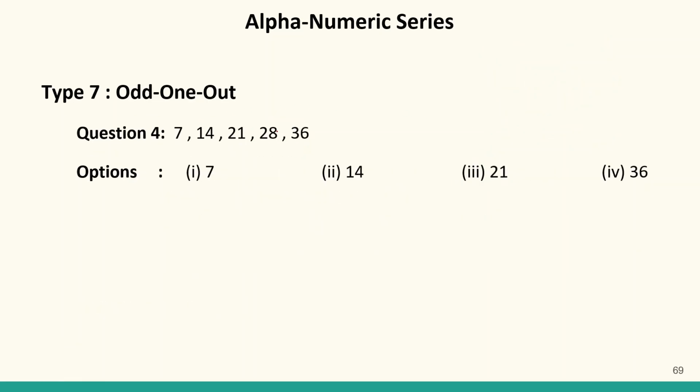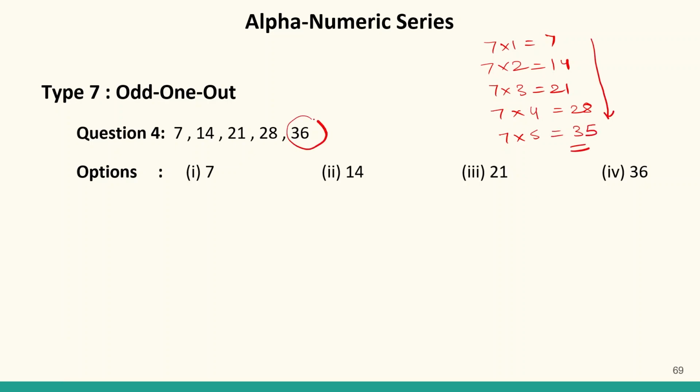Now let us look at this. Again, it looks like a table, a very familiar table. 7 ones are 7, 7 twos are 14, 7 threes are 21, 7 fours are 28. So 7 fives are 35. So this looks out of place.